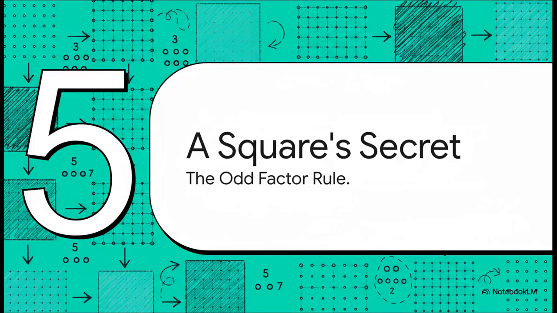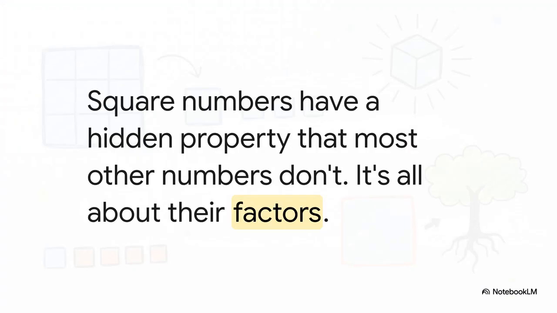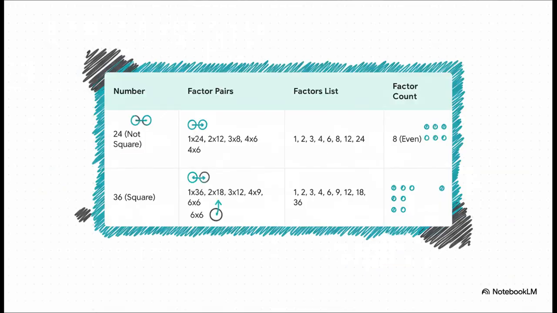All right, now for what I think is the coolest part of all this. Square numbers have this secret property. It's something that most people just never even notice, and it makes them totally unique. And the secret isn't in the shape they make, it's hidden in their factors. All the numbers that can divide into them evenly? Just look at this comparison. Let's take a number that isn't a square, like 24. Its factors always come in these nice little pairs. 1 and 24, 2 and 12, 3 and 8. See? You always end up with an even number of factors.